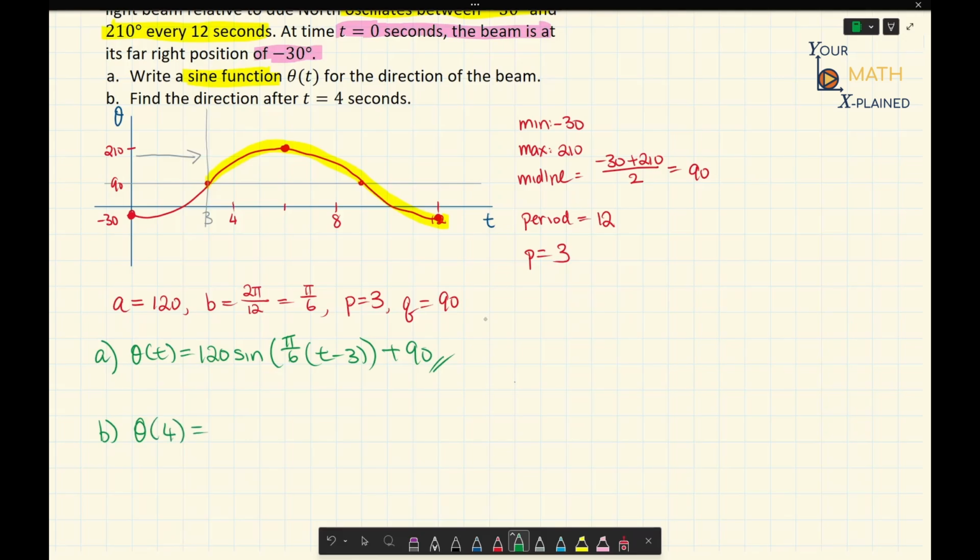So this is going to be equal to 120 times sine of pi over 6 times 4 minus 3, which is just 1, plus 90. Now pi over 6 is one of those special angles. And we know that sine of pi over 6 is 1/2. So this would be 120 times 1/2 plus 90. So therefore, our answer to part B is 150. And then don't forget our units here, which would be degrees.